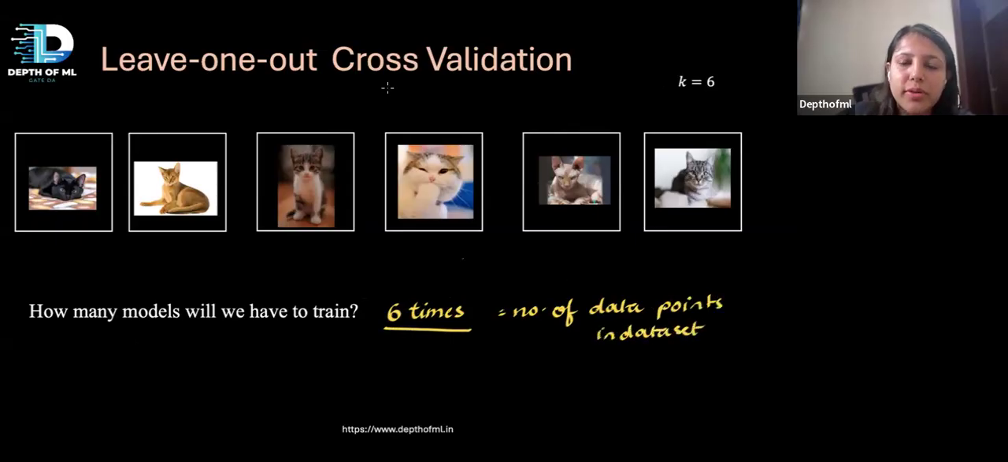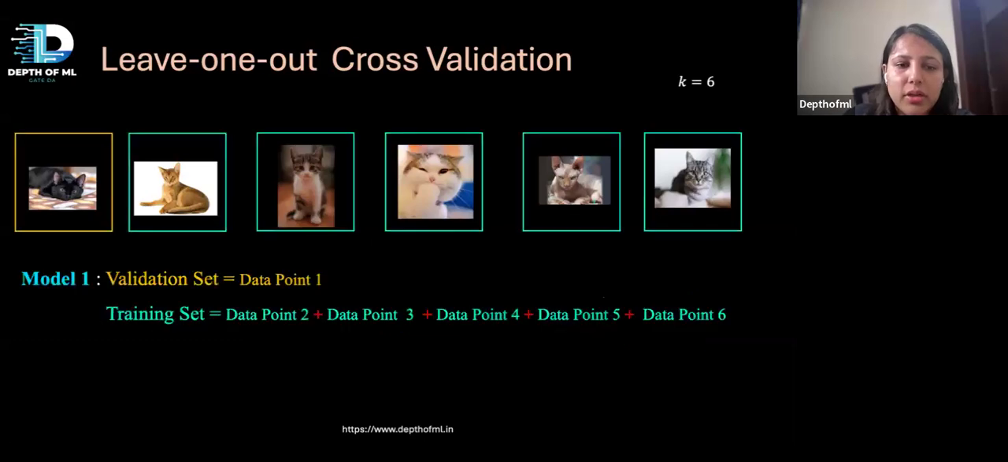So I have 6 data points over here, so we'll train it 6 times. This is your first validation set, and the rest are your training. So in the first validation set, you have data point 1. Similarly, you have data point 2 in the second model. In the third model, you have data point 3. In the fourth model, data point 4. In the fifth model, data point 5. And in the sixth, data point 6. So we have 6 validation sets, so you're training 6 models.